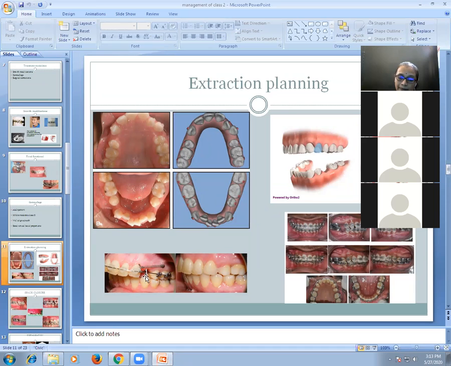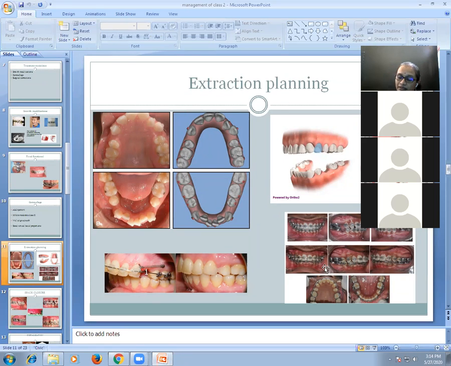In some cases, when there is increased overjet, we can extract only the upper first premolars to reduce the overjet, because the lower arch is well aligned and there is no need to correct it. There is no malocclusion in the lower arch. In these cases, to correct the overjet, we extract the upper 4 only.